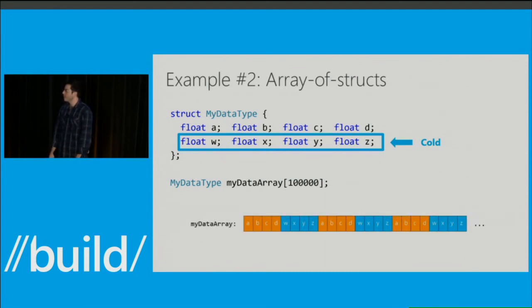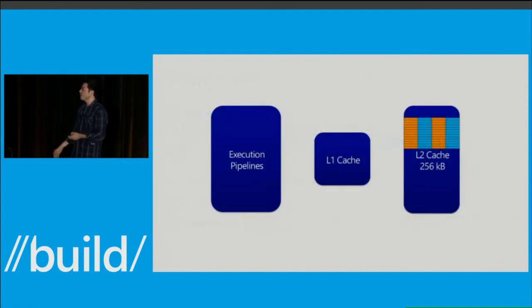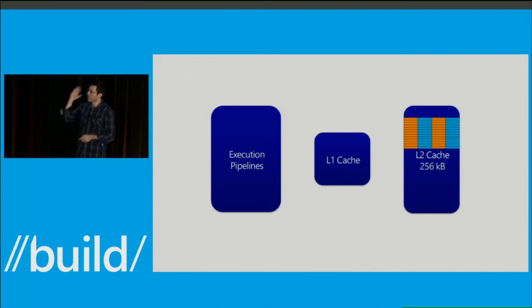The way my data array is going to be stored in memory is 4 elements of hot stuff, 4 elements of cold stuff, 4 elements of hot stuff, 4 elements of cold stuff. And what really matters is if you look at this diagram, another beautiful cache layout diagram that's just nice and blue. I've got the execution pipelines on the left. Those are my 6 instructions per cycle pipelines. Pretty expensive core.